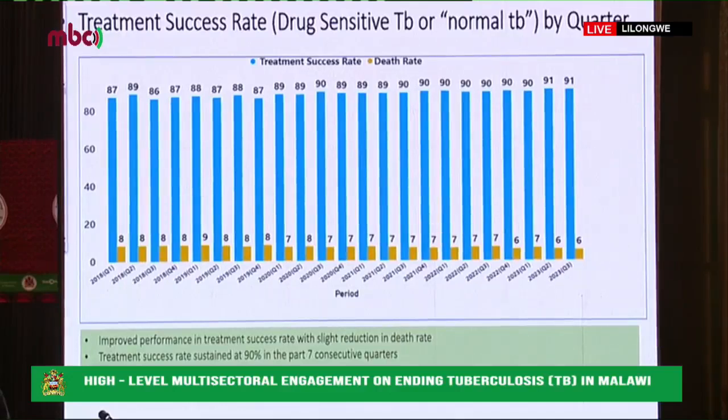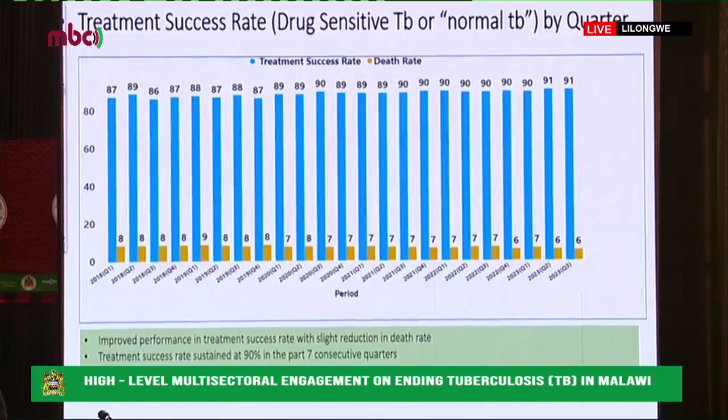Treatment success rate. Up to 91%. So out of every 10 people we start on treatment, about 9 of them will be cured. That's what we are talking about, which is very good for society.